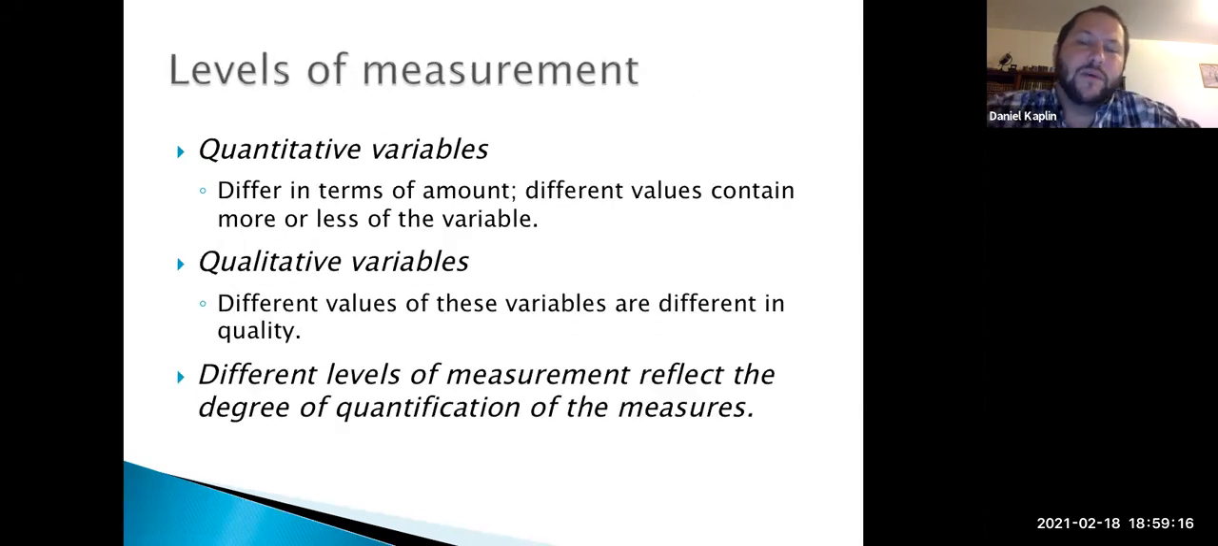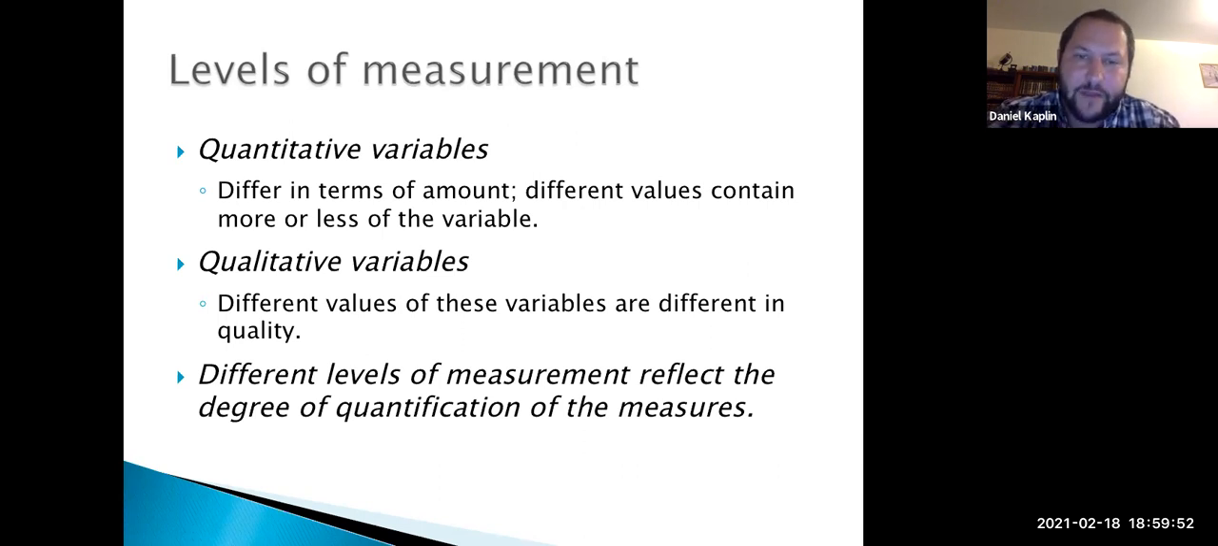So we also have concepts called quantitative and qualitative variables. Quantitative variables are variables that you analyze using numbers or amounts. So you can determine more or less of a variable, right? Whereas qualitative variables are used in categories. They use different qualities. They use words to describe the variable.